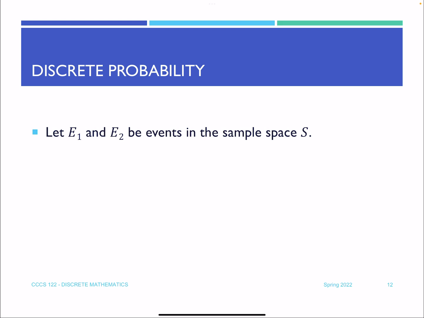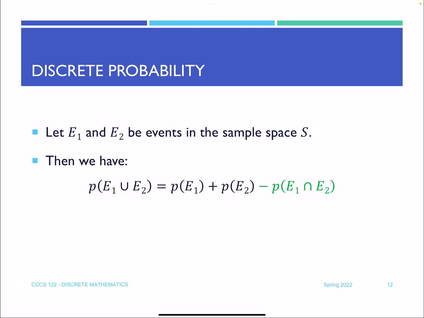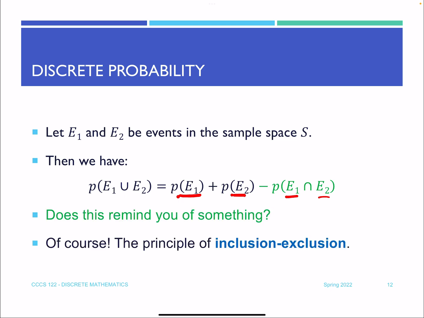Let's consider two events, E1 and E2, both from the same sample space S. The probability of the union of these two events, E1 union E2, is equal to the probability of event E1 plus the probability of event E2 minus the probability of the intersection of E1 and E2. If this seems familiar, you're not wrong, because this is the principle of inclusion-exclusion.